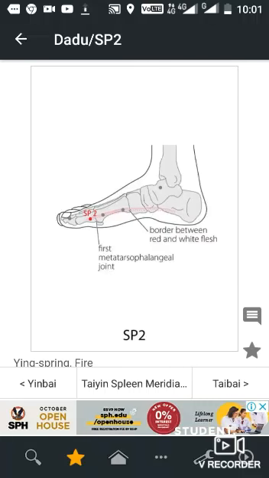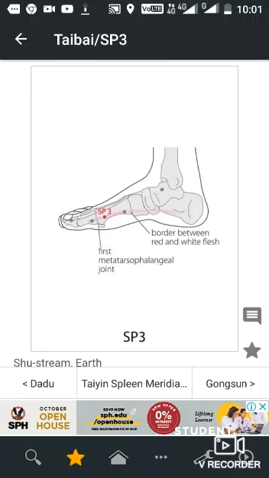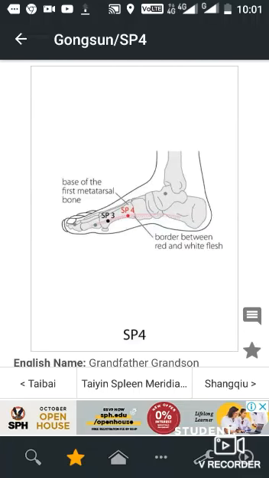On the medial side of the big toe, distal and inferior to the first metatarsophalangeal joint at the junction of the red and white skin. Next, spleen 3. Medial and proximal to the first metatarsophalangeal joint at the junction of the red and white skin. Next, spleen 4.